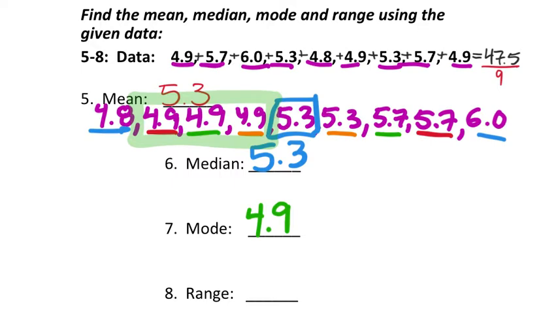And then finally, our range. The range is simply taking the largest number here, 6.0, and then subtracting the smallest value, which is 4.8. Of course, you could use a calculator to do this if you'd like. I get 1.2 when I subtract those. So that's a range of 1.2.